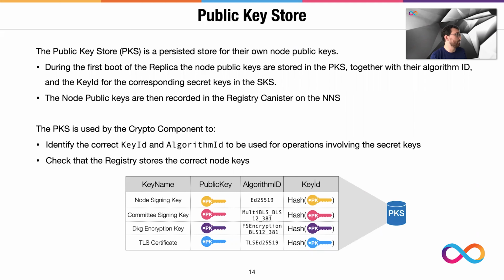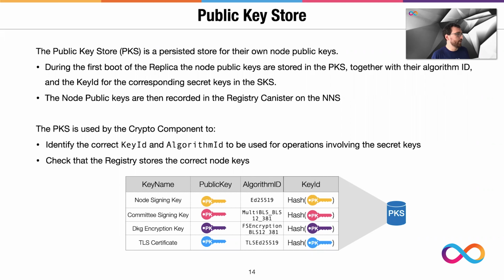Next, we have the public key store. So again, this is very similar to the secret key store. This is used to store the own node public key into the replica, and this is also populated the first time the replica comes up. The difference is that this public key will also need to appear in the registry eventually in order for this node to be able to participate in the internet computer protocol.